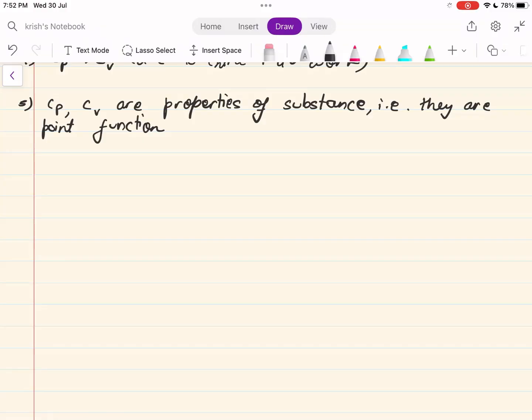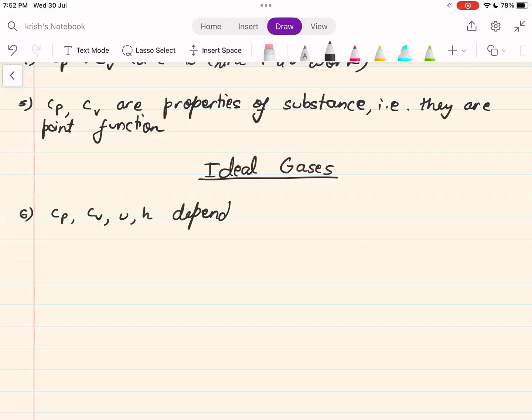Now this next section is exclusively for ideal gases, because we mostly use these in the context of ideal gases and liquids and solids. So be very careful to use these for ideal gases only. If a formula is applicable in general, I will write. As we saw, Cp, Cv, U, H depend on T only, nothing else.